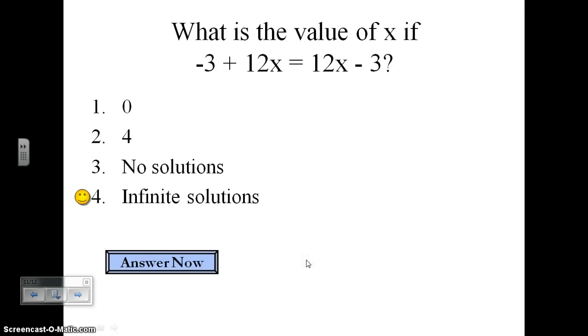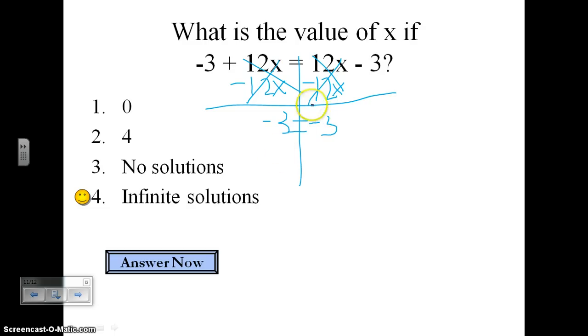Okay, so my answer is infinite solutions. Good job. Because if I solve this, if I draw my river and I minus 12x from both sides, this is going to cancel, and this will cancel, leaving me with negative 3 equals negative 3. Since they equal, it is infinitely many solutions. Infinite many means they equal. No solutions means they do not equal.